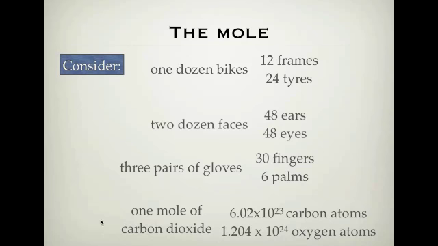Alright, so the mole is an amount of something. We can use this information to go between number of particles, number of molecules, or number of atoms, and convert that into number of moles based around this number, which is known as Avogadro's number. Let's go and have a look at him.